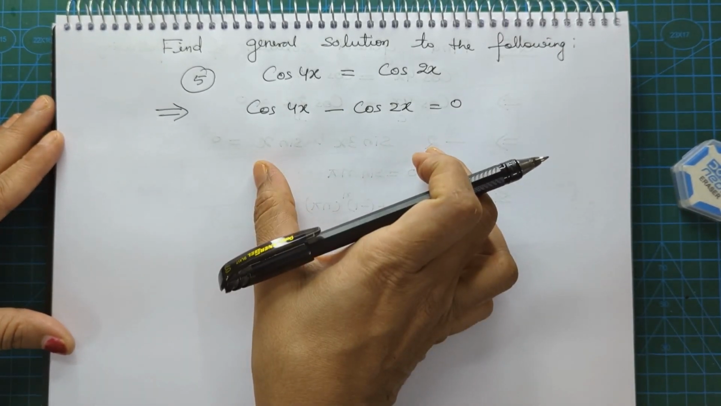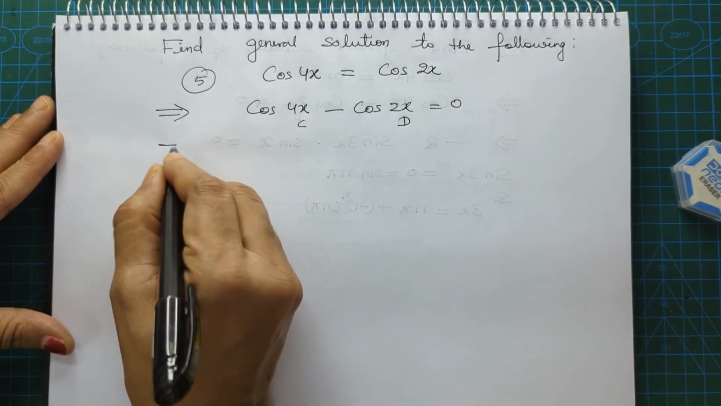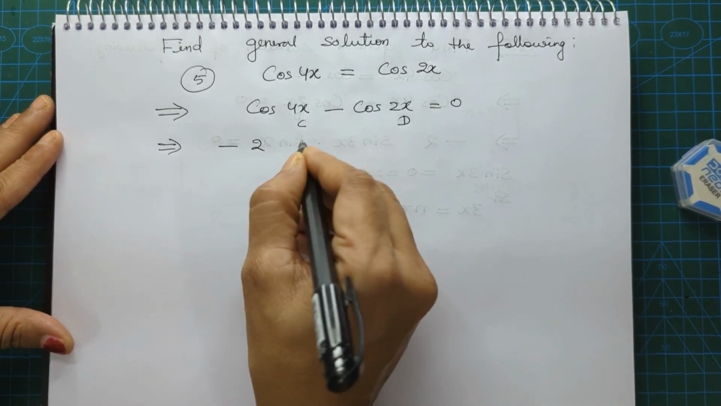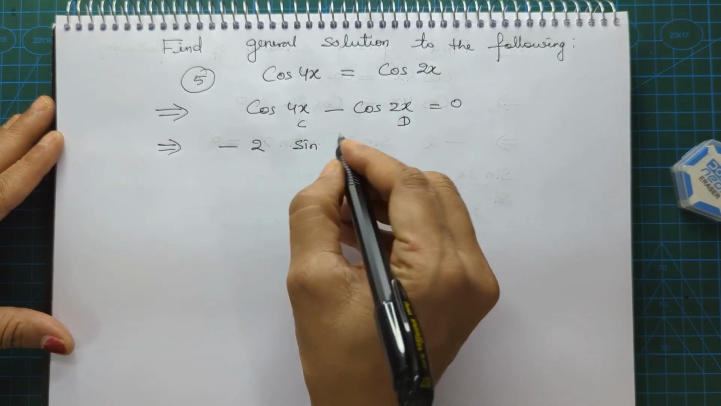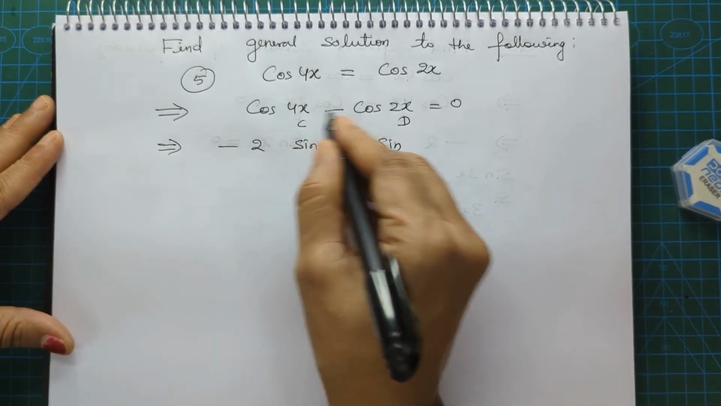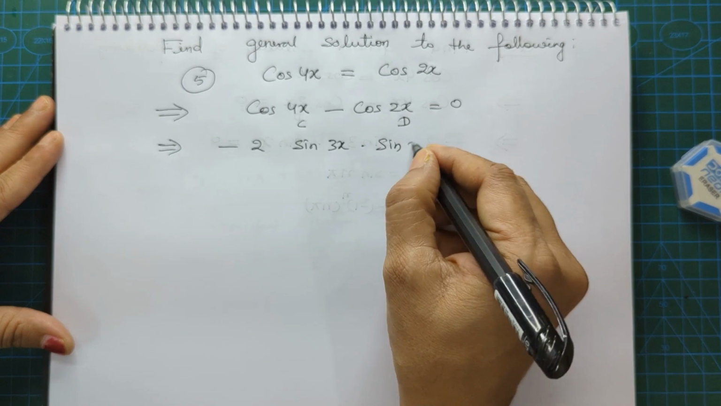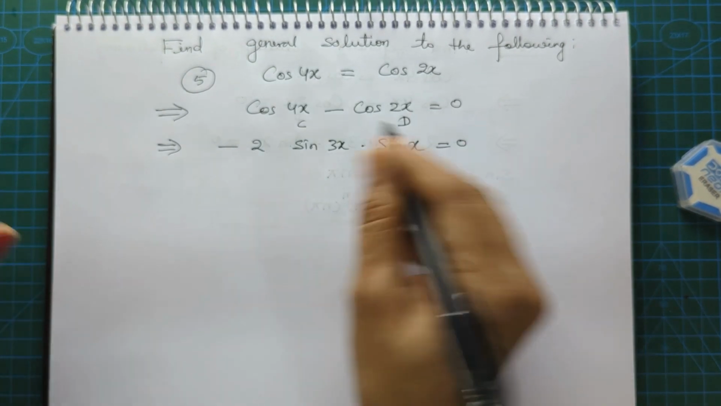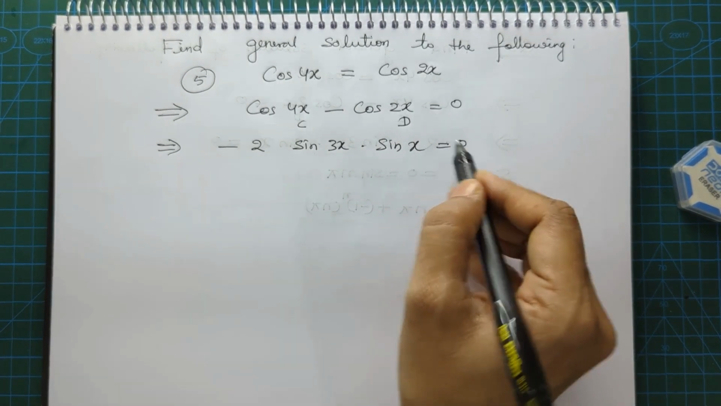Now this is brought into the form of cos c minus cos d. Cos c minus cos d is negative 2 sine of c plus d by 2, which means 6x by 2, that is 3x, times sine of c minus d by 2, which means 4x minus 2x, that is 2x by 2, which is x, equals 0. Negative 2 can't be 0, so either this is 0 or this is 0.